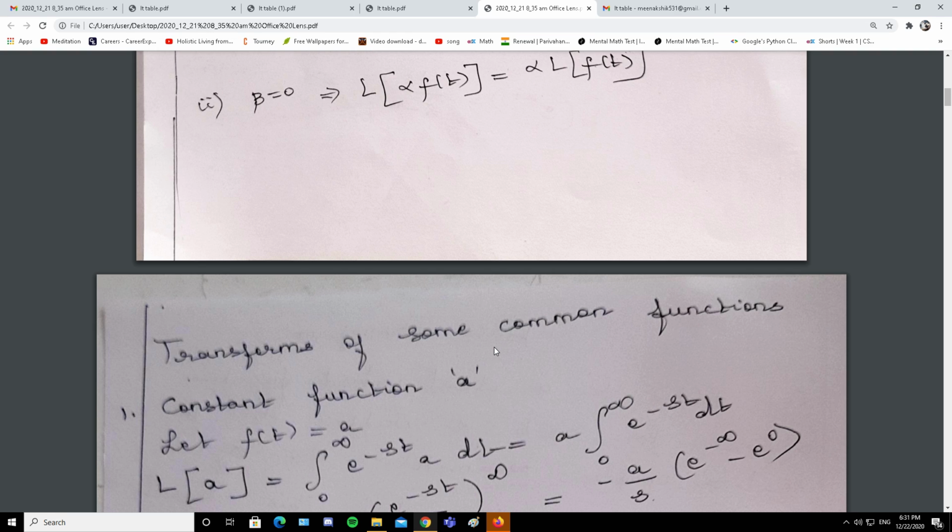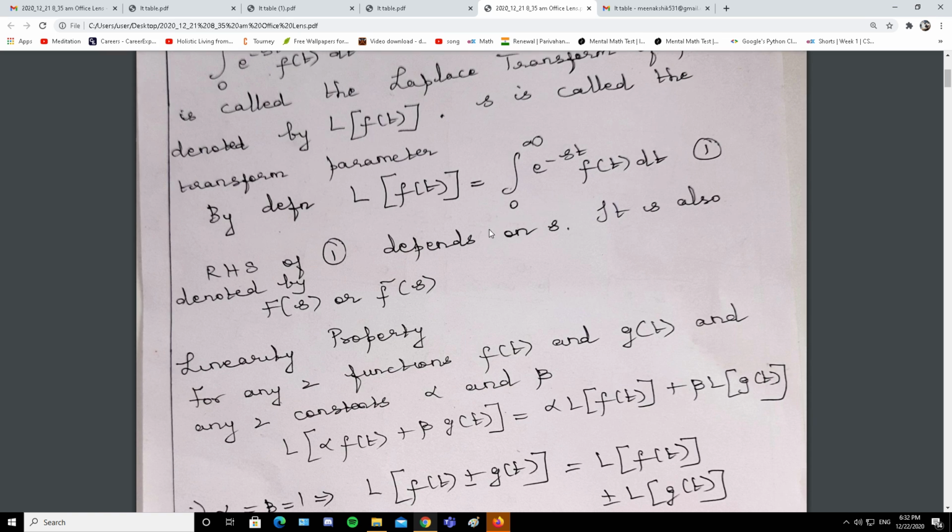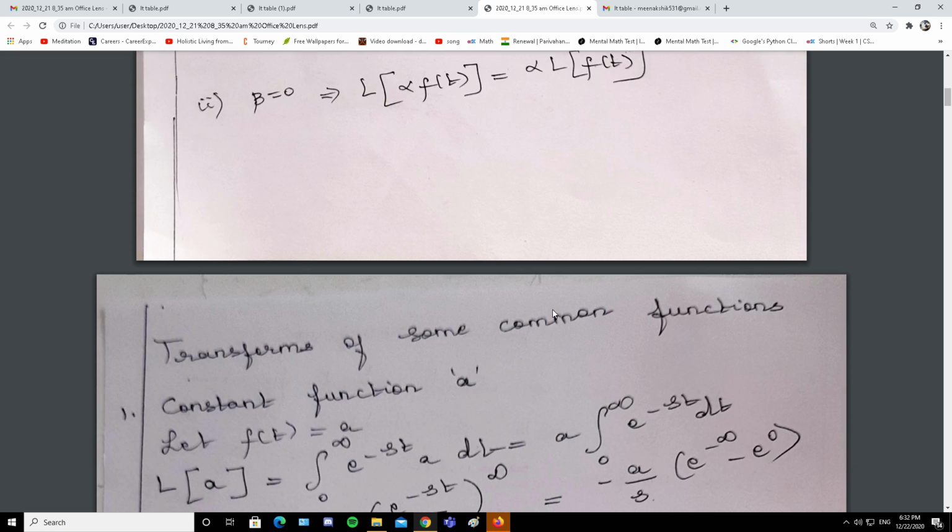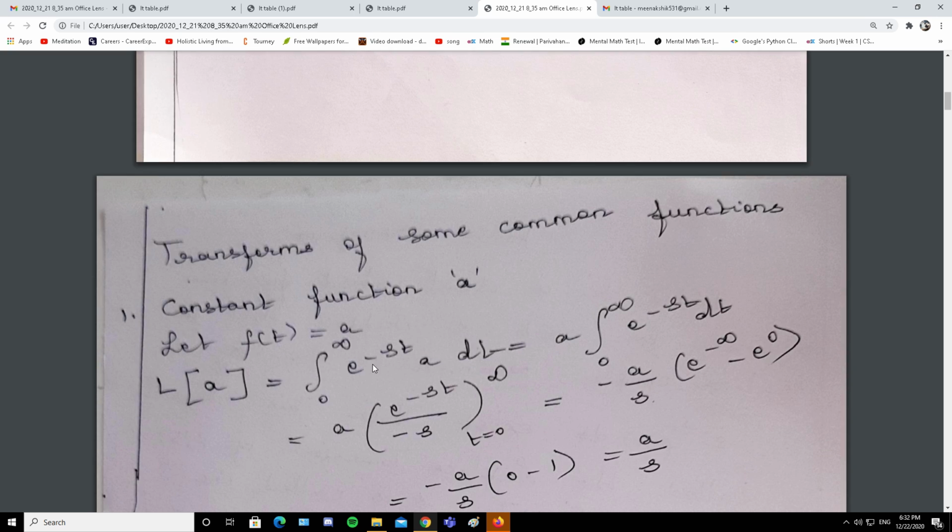Similar to the Z transform, you have the Laplace transform of standard functions. The first one is the constant function a. So let f of t be the constant a. What is the definition of Laplace transform? Integral 0 to infinity e power minus st f of t dt. So e power minus st is the kernel and f of t is a. So integral 0 to infinity a e power minus st dt. Take a out: integral 0 to infinity e power minus st dt.